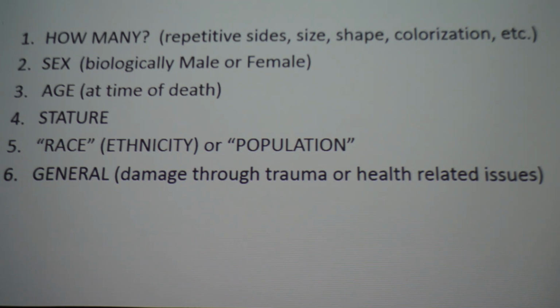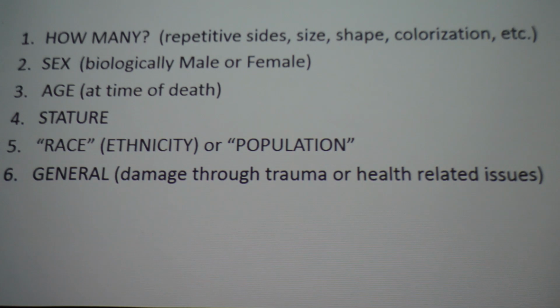The way in which that occurs is through repetitive sides or repetitive elements. Again, if you have two or more skulls or mandibles in a collection, you know that you've got more than one individual. If you have two left femora, as an example, two upper thigh, two upper leg bones, then you've got two individuals or a very bad dancer.